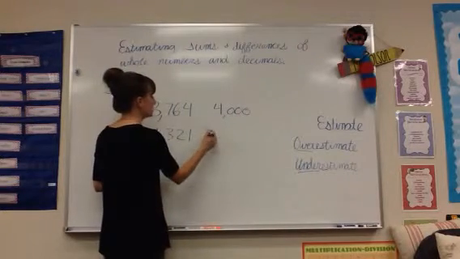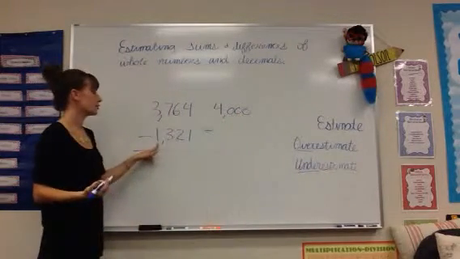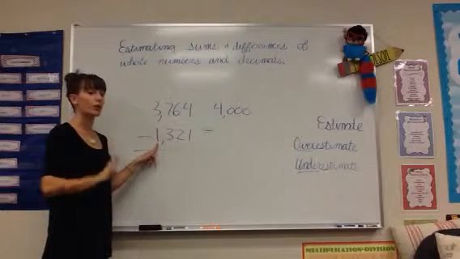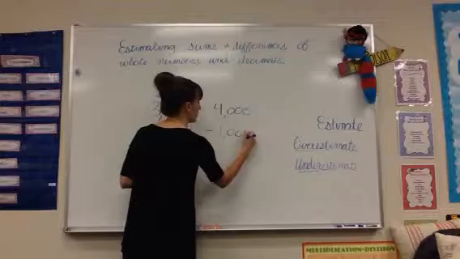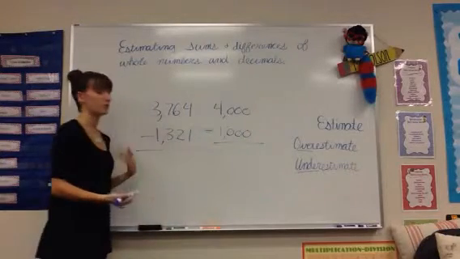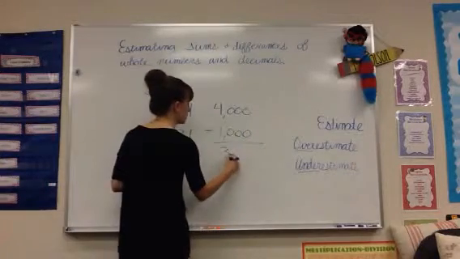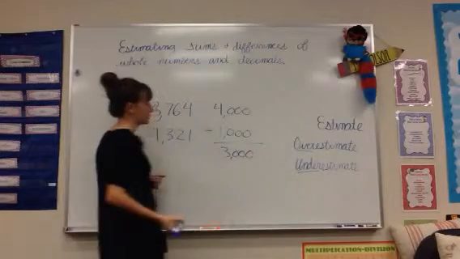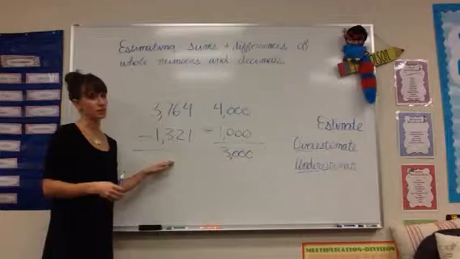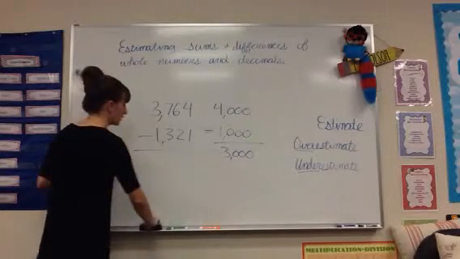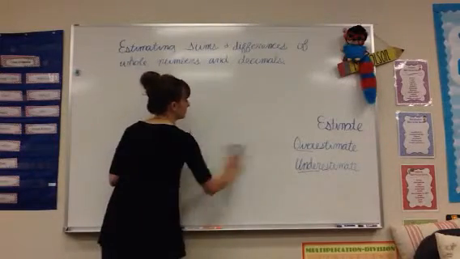Whoops, we're subtracting. And this is going to round down because it's closer to 1,000 than it is to 2,000. 4,000 take away 1,000 equals 3,000. Very good. All right, so it's the same thing with subtraction as it is with addition. Now we're going to do decimals quickly.